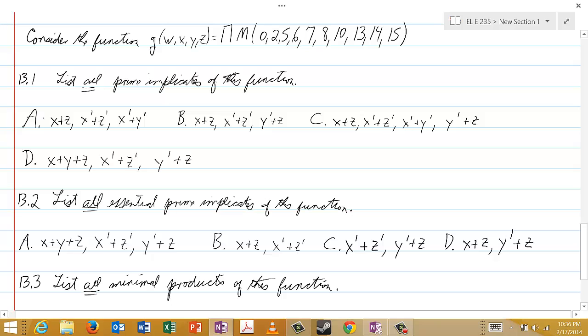And your choices are A, x or z, x prime or z prime, x prime or y prime. B, x or z, and x prime or z prime, and y prime or z. C, x or z, and x prime or z prime, and x prime or y prime, and y prime or z. And finally D, x or y or z, and x prime or z prime, and y prime or z.